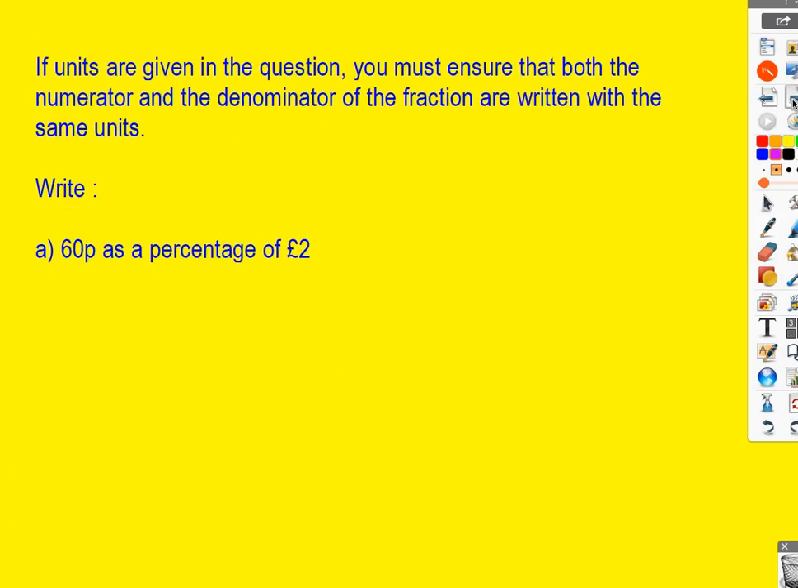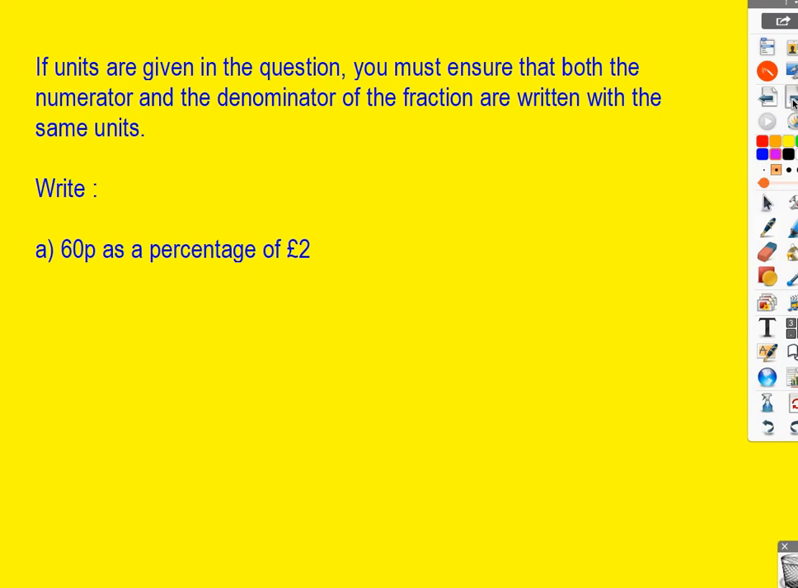Now, there can be situations sometimes, however, where the units given on the numbers in the question are different. We then need to change to a common unit. Both values would have to be written with the same unit. So if we have a little look at this question here, you can see it's 60 pence as a percentage of £2. So one of the values is in pence, one of the values is in pounds. We're going to need to change one of them.